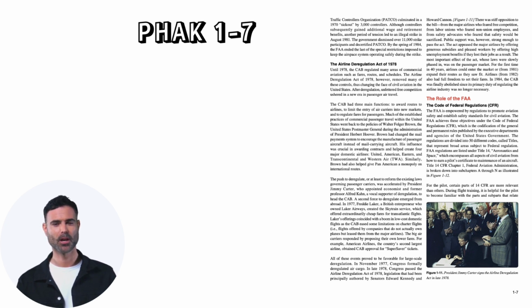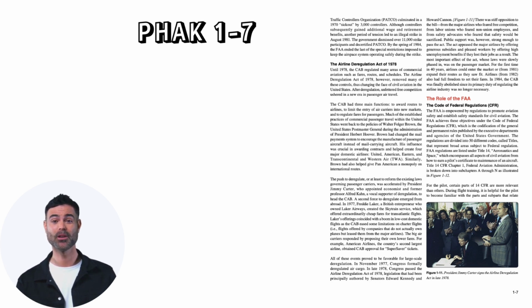The regulations are divided into 50 different codes, called titles, that represent broad areas subject to federal regulation. FAA regulations are listed under Title 14, Aeronautics and Space, which encompasses all aspects of civil aviation from how to earn a pilot's certificate to maintenance of an aircraft. Title 14, CFR.